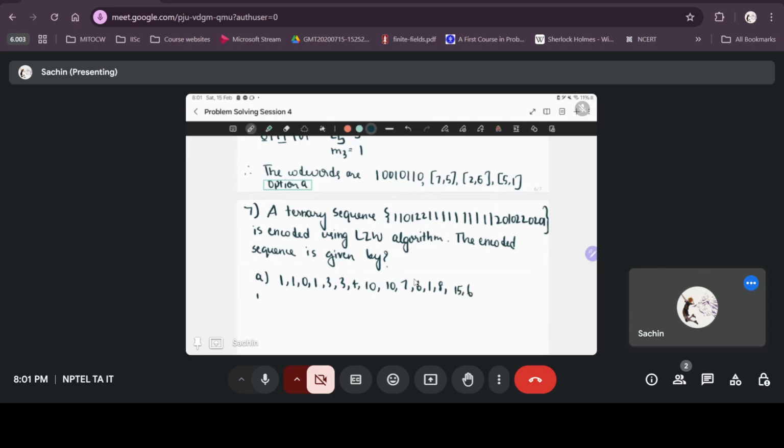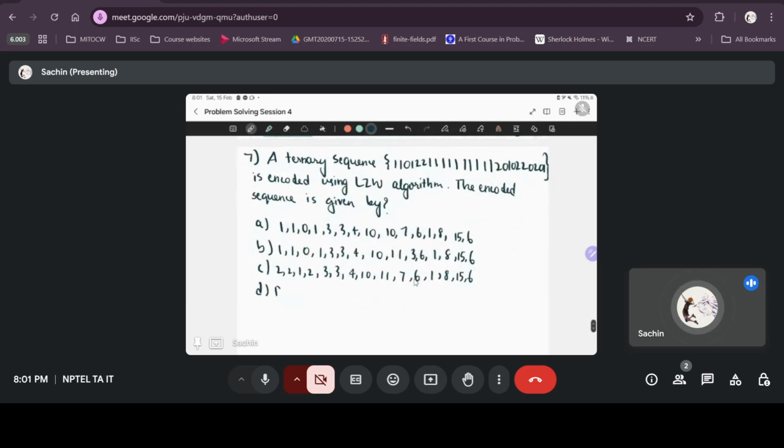A: 110, 133, 4, 10, 10, 7, 6, 1, 8, 15, 6. B is 110, 1, 3, 3, 4, 10, 11, 3, 6, 1, 8, 15, 6. Option C is 2, 2, 1, 2, 3, 3, 4, 10, 11, 7, 6, 1, 8, 15, 6. Option D is none of the above.